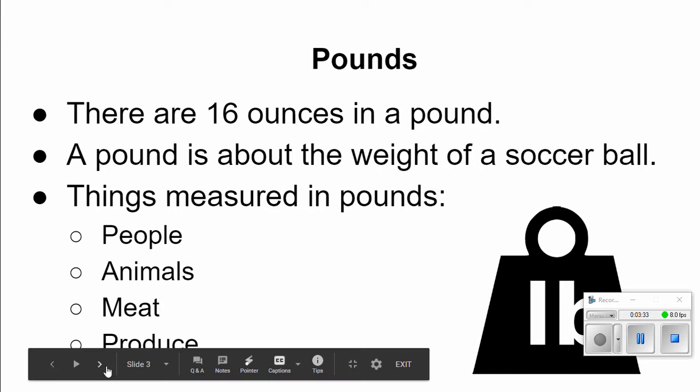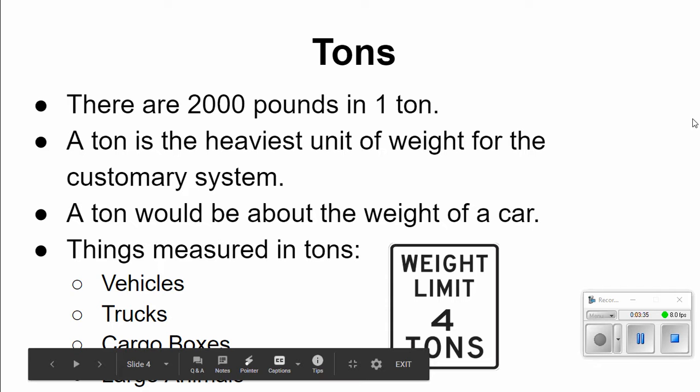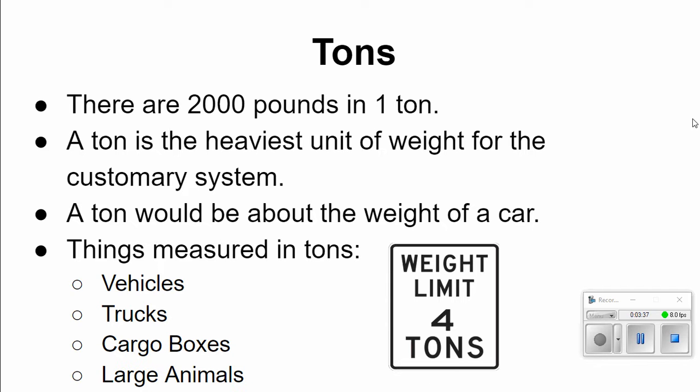And the largest and last unit we're going to talk about is a ton. So there are 2,000 pounds in a ton. A ton is quite a bit bigger than a pound. It is the heaviest unit of weight for the customary system. A ton would be about the weight of a car. So again, super, super heavy.